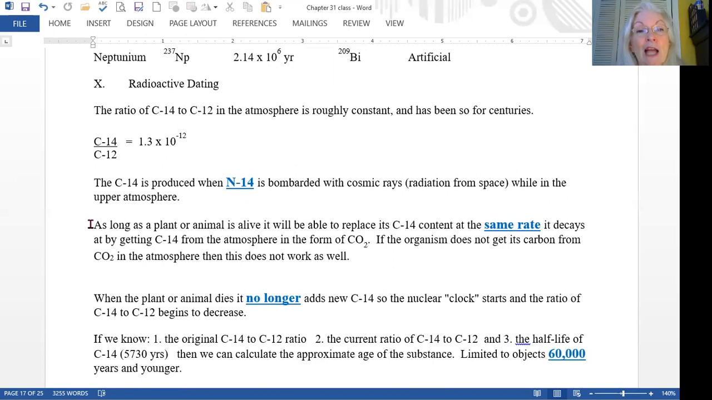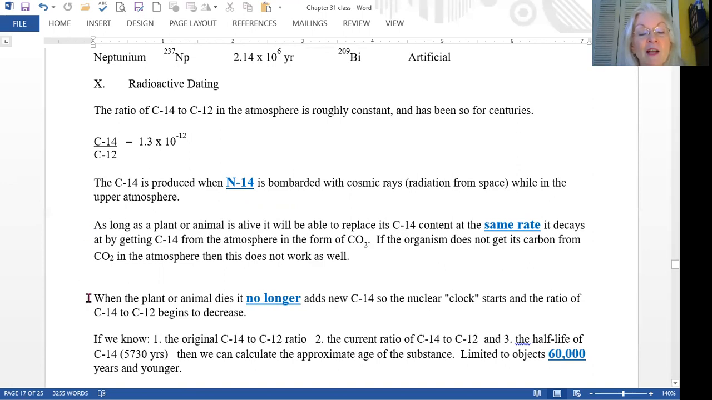So as long as a plant or an animal is alive, when its radioactive carbon-14 decays, it will be replaced by new carbon-14 from the atmosphere in the form of CO2. So it'll lose it and gain it at roughly the same rate. If the organism doesn't get carbon from the atmosphere, then this technique is not as effective. You have to know a lot about its source of carbon in order to use it on something that doesn't gain carbon from the atmosphere.